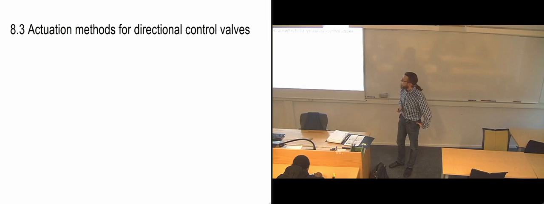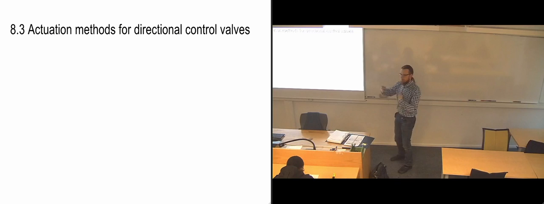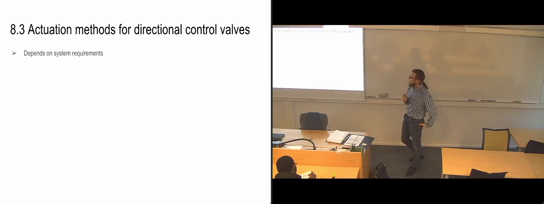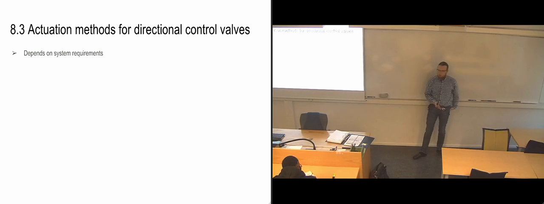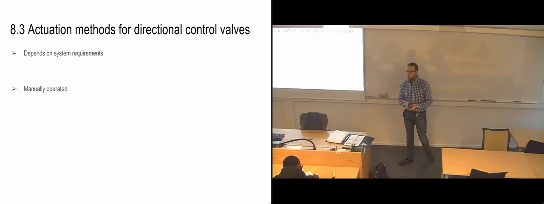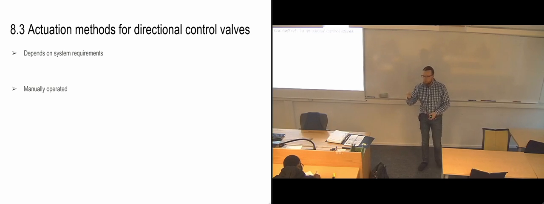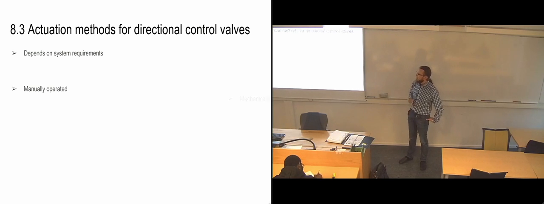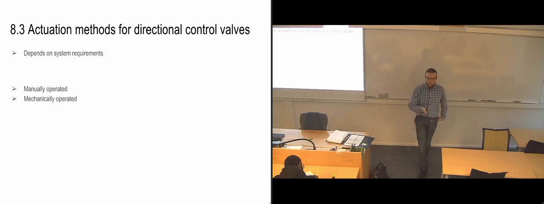So, actuation methods. Actuation is when we are actually moving the piston rod inside the valve. That's when we are actuating the valve. And there are quite a lot of ways of doing that, and it depends on our system requirements. So sometimes we might want to have a manually operated one, where we want an operator to be standing there with the lever, pushing and pulling, or pushing in a button and releasing the button. There are several ways of doing it manually. It can also be mechanically operated.